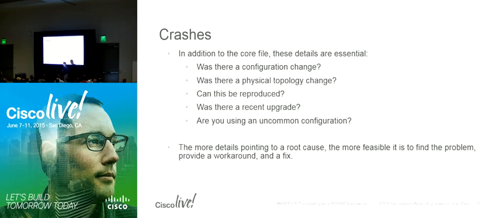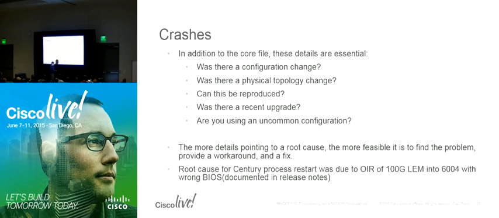Century process happens to be a process for 100 gig line card on the 6004s and the 5696. And this particular customer was upgrading their Nexus 6004 from a 6.0 release to 7.1 release. And they did the unsupported upgrade path, so the BIOS did not get upgraded. And this 100 gig LEM requires a particular version of BIOS. And they hot inserted a 100 gig LEM, so the switch crashed. Obviously, it should still not crash, but that's the bug here.